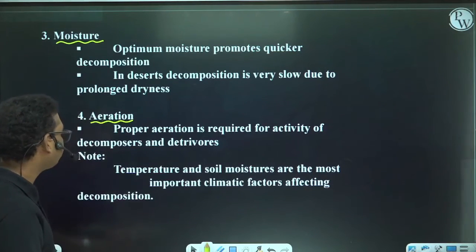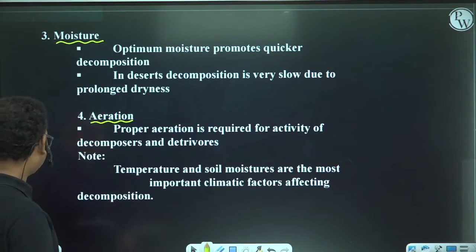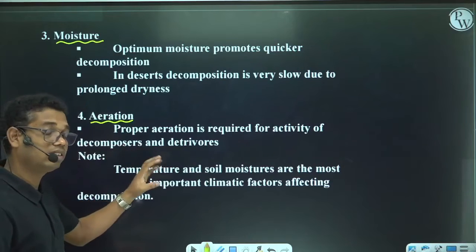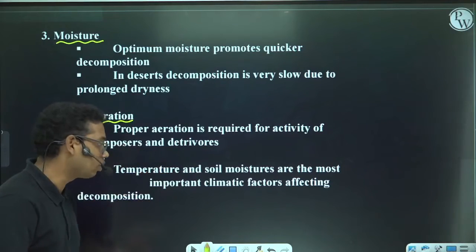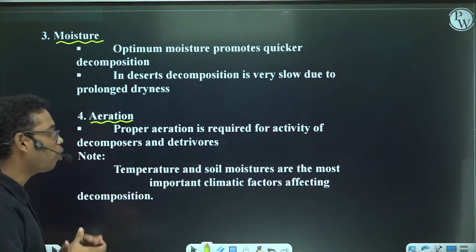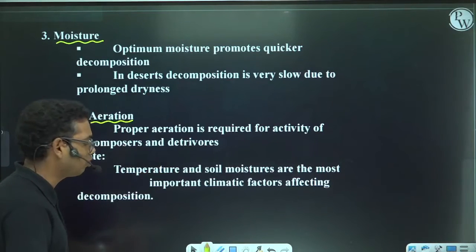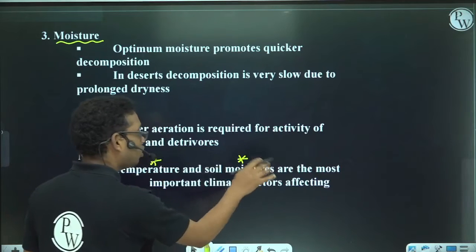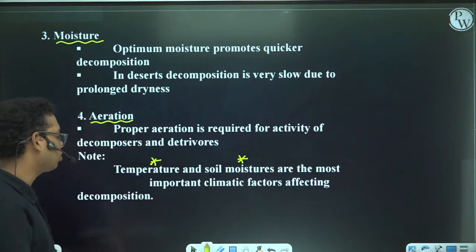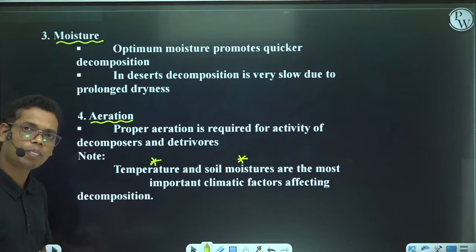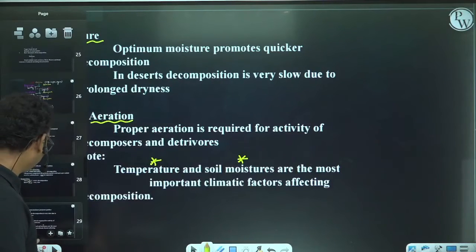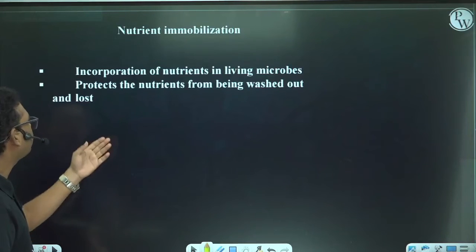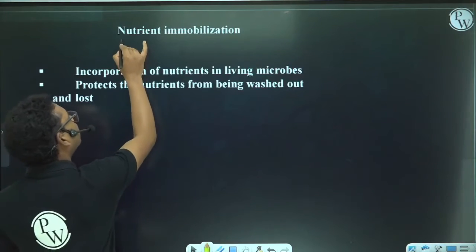or aeration. So no doubt the chemical nature, temperature, moisture, and the aeration are required. They affect the process of decomposition. But among these four, the most important ones which are going to affect the rate of decomposition are temperature and moisture. These are the most important factors which affect decomposition. Very, very important. Now let us try to understand one term which is nutrient immobilization.